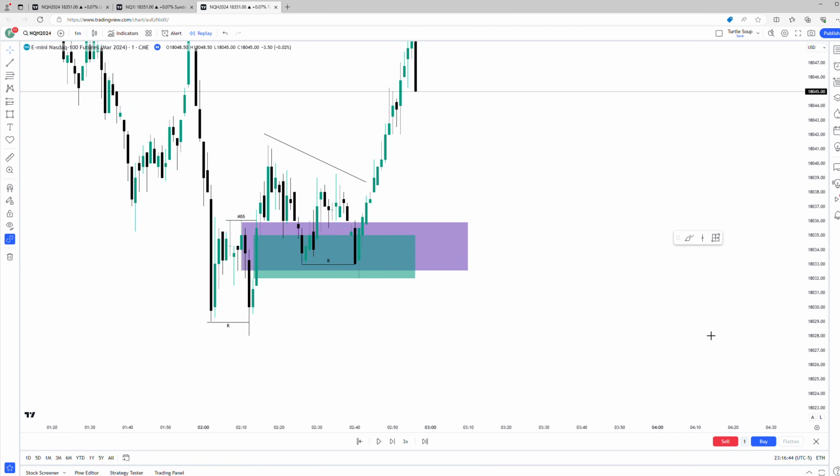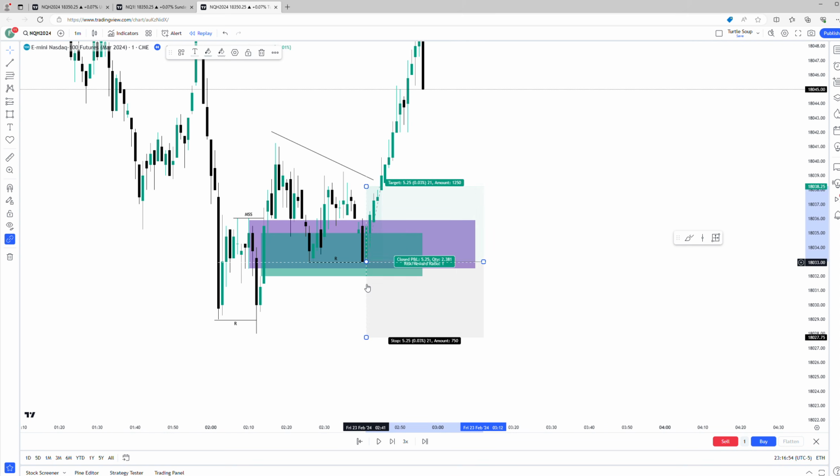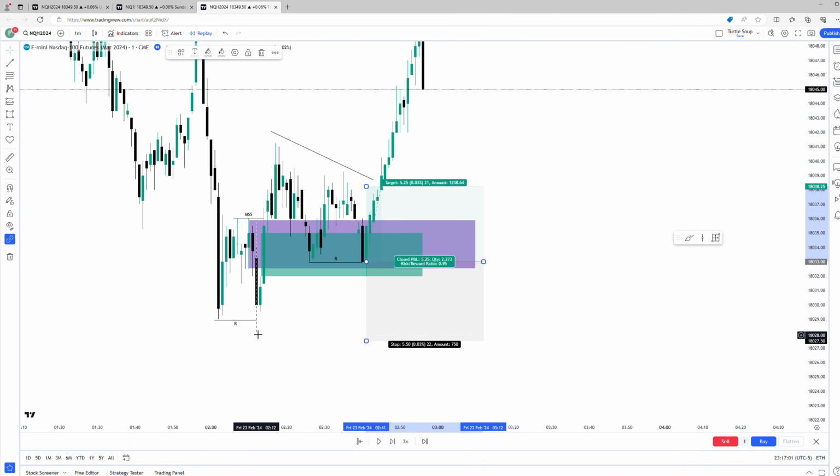So have a look. One PD array, your breaker block. Second PD array, this bullish gap. Third PD array, this order block. So as soon as we take that out, you go for a long position. Where does your stop loss go? Initially, you can go below this swing low here. Where do you target initially? This swing high, initially, or you go to break even.